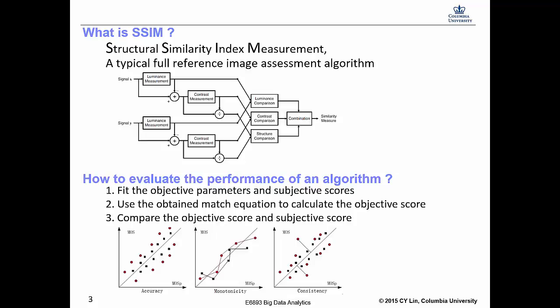There are three features used to evaluate the performance of an algorithm. They are accuracy, monotonicity, and consistency. Accuracy is measured by linear correlation coefficients, which is the closer to 1 the better. Monotonicity is measured by Spearman rank order correlation coefficient, which is also the closer to 1 the better. The consistency is measured by mean square error and mean absolute error, which is the smaller the better. And the figure in here shows these features.